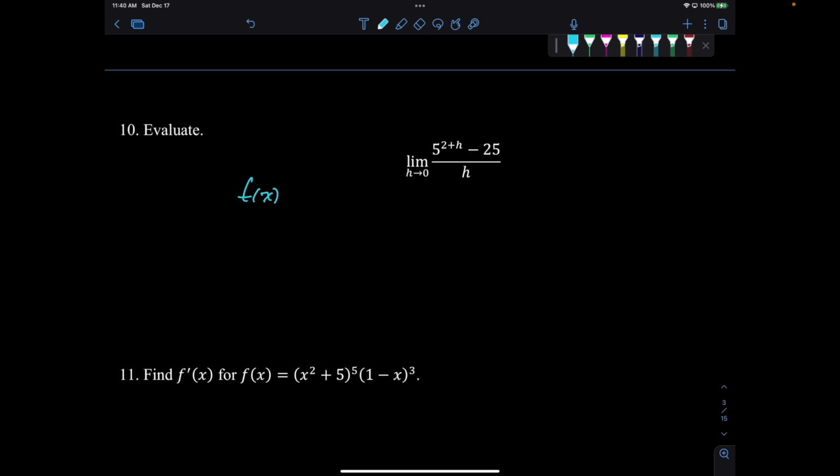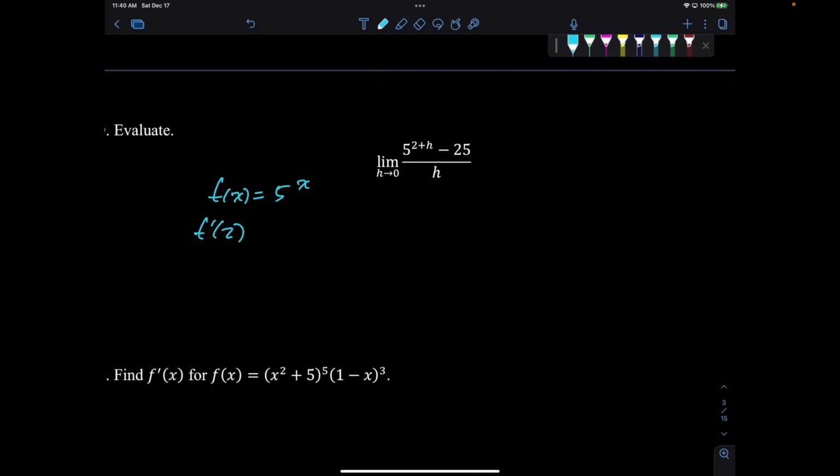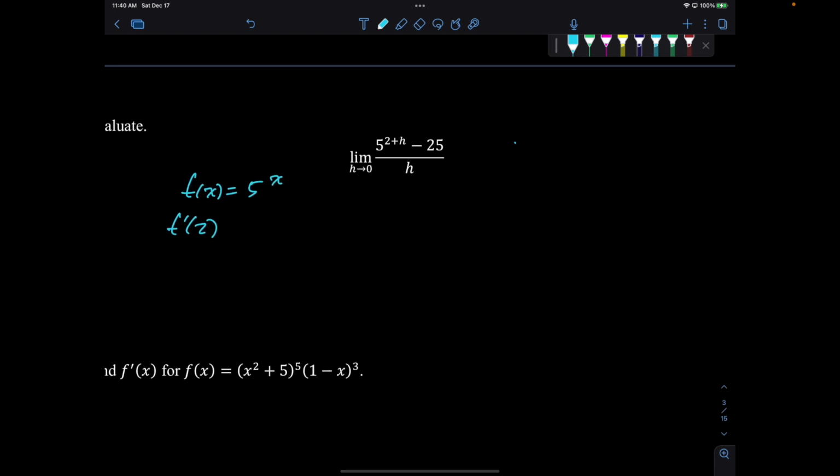So I think in this case, what do I think f of x is? Oh, I think f of x is 5 to the x. And so then I'm doing f prime of 2. It would be f of x plus h minus f of x over h, limit as h approaches 0. I'm going to end up writing the exact same thing. Why am I bothering with this? Yeah, this is definitely the derivative at 2. We have plugged in 2.